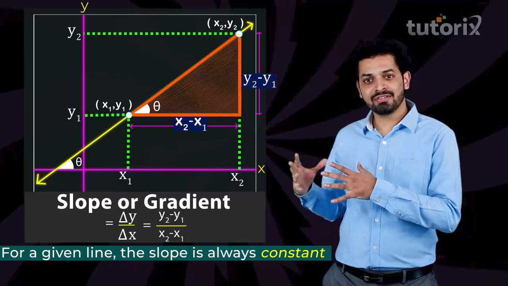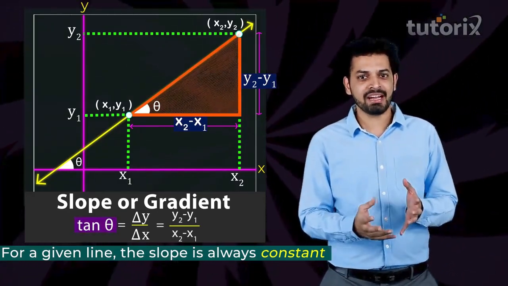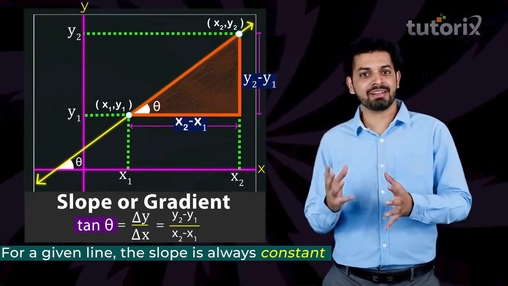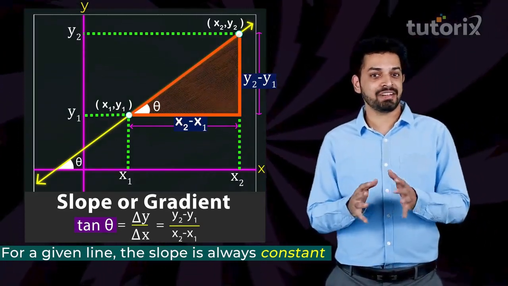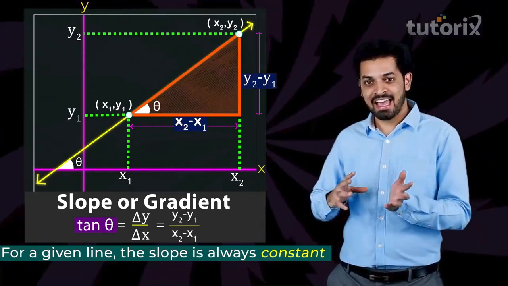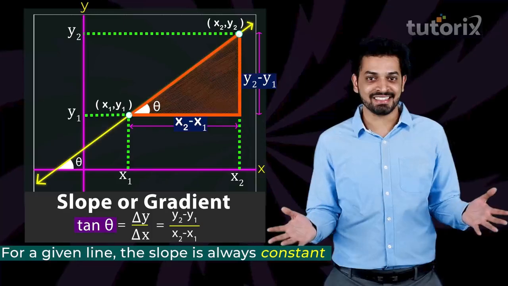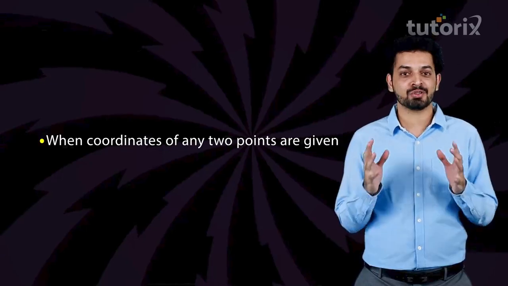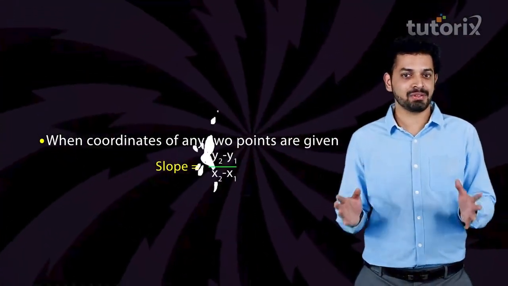Right? So the tan of this angle theta is nothing but delta y by delta x, which is nothing but the slope. Right? So the slope of a line can also be written as the tan of the inclination. And since inclination is a fixed quantity for a particular straight line, the tan of that angle should be a fixed quantity, and hence the slope of a line is a constant. So we can say that there are 2 ways to view the concept of a slope. The first is when the coordinates of any 2 points on the straight line are given, then the slope of a line or the gradient of a line is defined as y2 minus y1 by x2 minus x1.